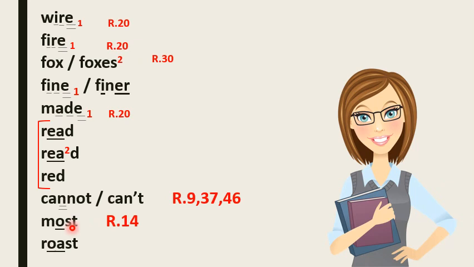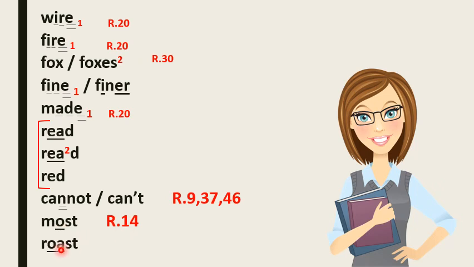Here I have most. Most here is Rule 14, and you're going to underline the vowel O because it is long. Vowels I and O may say I and O when followed by two consonants. So whenever you have the vowel I or O and they are followed by two consonants just like this one, you will call it Rule 14 because that will make the vowel long.